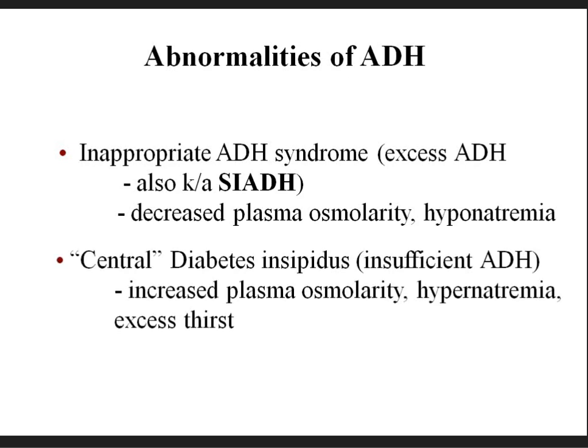On the other hand, in central diabetes insipidus, when there is insufficient ADH secretion, there will be increased plasma osmolarity, hypernatremia, and excess thirst. So these are the abnormal conditions when there is either excess or insufficient ADH secretion. What would happen? We can easily explain now. Whenever there's increased ADH secretion, water will be more reabsorbed, so there will be a decrease in osmolarity. While when there's insufficient ADH secretion, less water can be reabsorbed, so there will be increased plasma osmolarity, hypernatremia, and excess thirst.